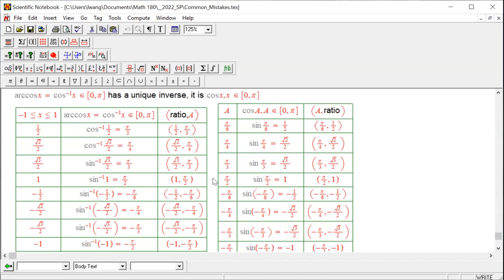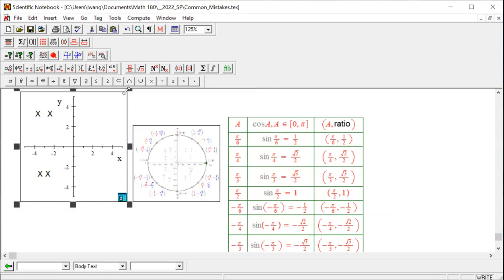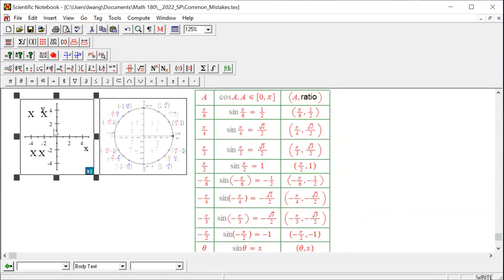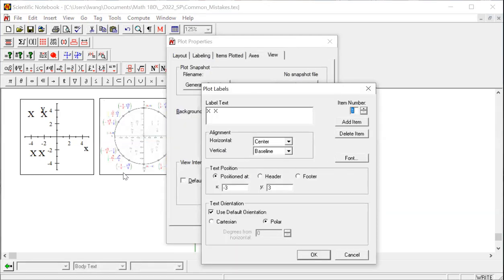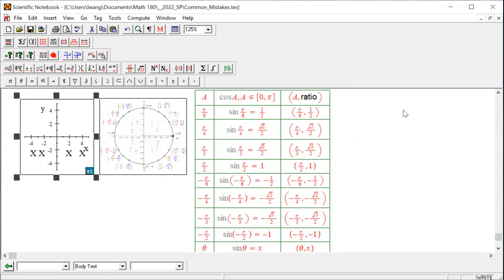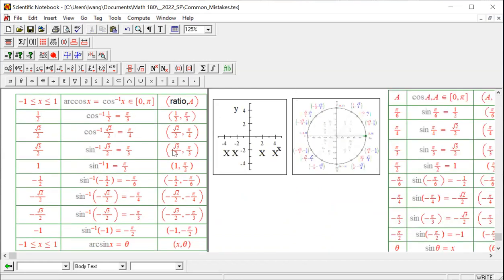We're working with the cosine. Let me make it just a little smaller. The no-fly zone needs to be adjusted, and this should be 3, -3. That's the no-fly zone. I hope I don't get you really bored. I think this will do.